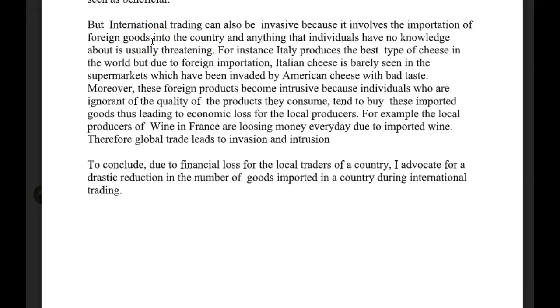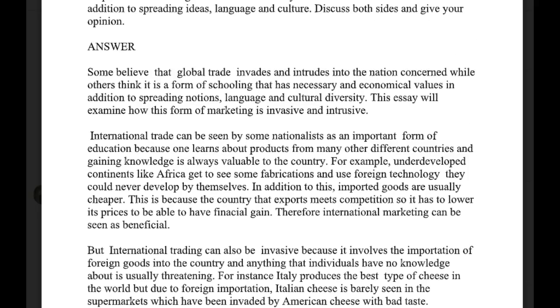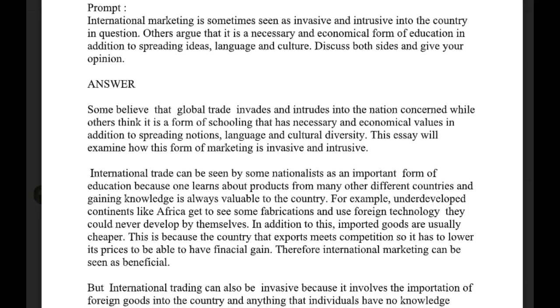You're talking about international trade, but they're not asking you about international trade. They're asking you about international marketing. So you have to be careful. These are not synonymous. They're not the same thing. So you have to make sure that you're talking about marketing and how that's intrusive and invasive.